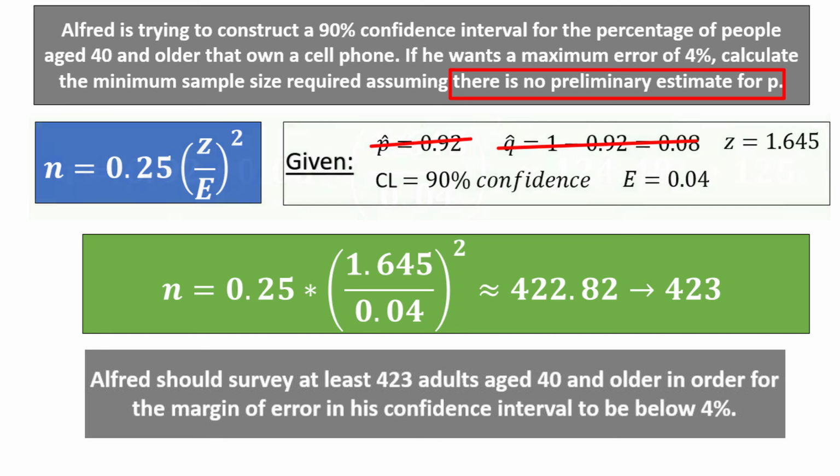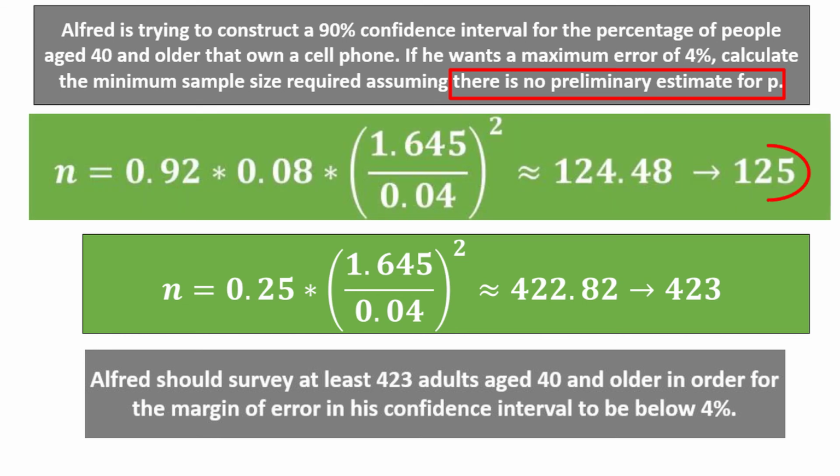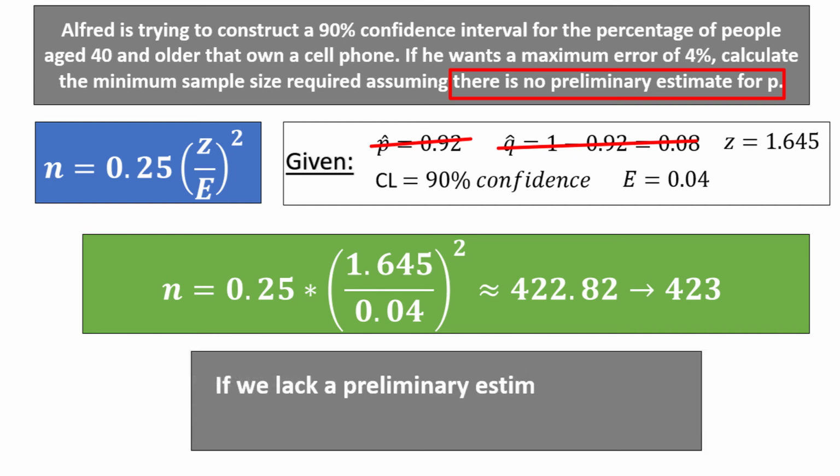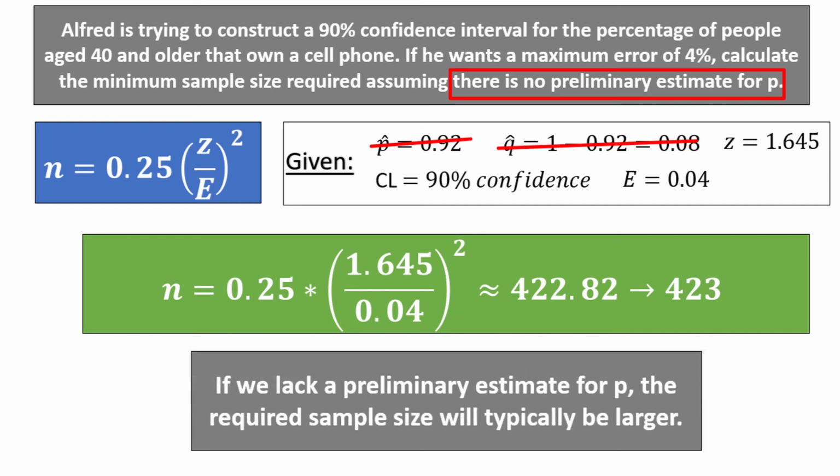Wow, that number is a lot bigger than the 125 required sample size when we had a preliminary estimate. Intuitively, if we don't have a preliminary estimate for p, that means we have less information about our population, and will therefore need a higher sample size than if we did have a preliminary estimate. So therefore, when we lack a preliminary estimate, the required sample size will typically be larger, everything else equal.